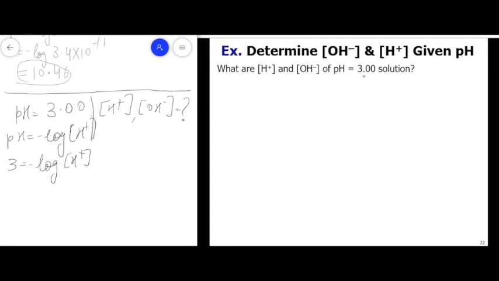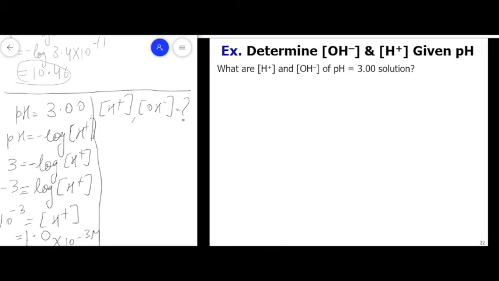So 3 is negative log of H ion. And if I want to solve for this, I raise both sides to the power of 10. First thing I have to do is get rid of this negative sign, meaning negative 3 equals log of proton concentration. Now I raise both to the power of 10, so the proton concentration is 1.0 times 10 raised to the power negative 3 molar.